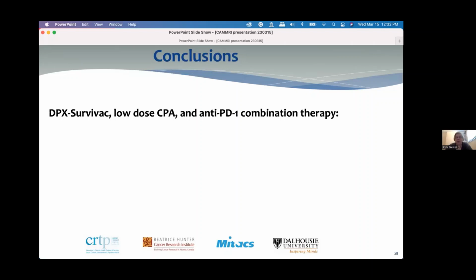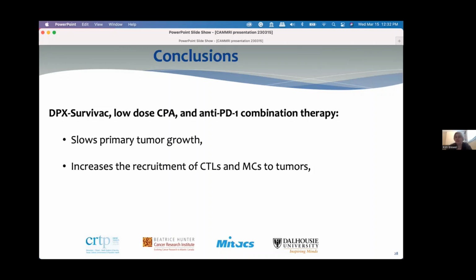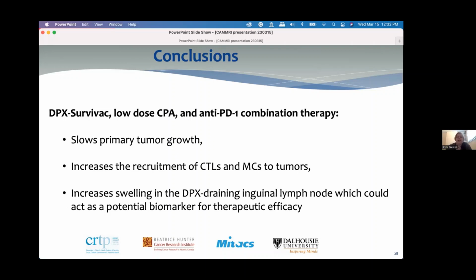So we looked at this combination therapy, which tells us a lot, but the reality is we want to take a step back in the future and look at the therapies individually. We know it slows primary tumor growth. We know it increases the recruitment of these 2 immune cells to the tumors, which is really helpful. And it increases swelling in the DPX draining inguinal lymph node, which again could act as a potential biomarker for therapeutic efficacy.